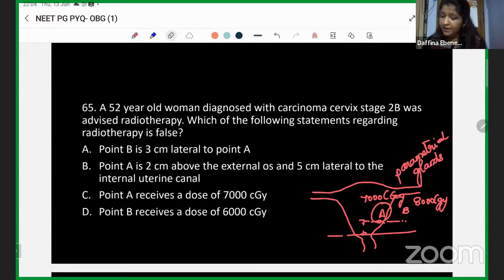Point A is 2 centimeter above to the external os and 5 centimeter lateral to the internal uterine canal. No, it is 2 centimeter above the external os and 2 centimeter lateral to the external os. So this is false. Point A receives a dose of 7,000 centigray. True. Point B receives a dose of 6,000 centigray. True. So what is the answer? B is the answer.